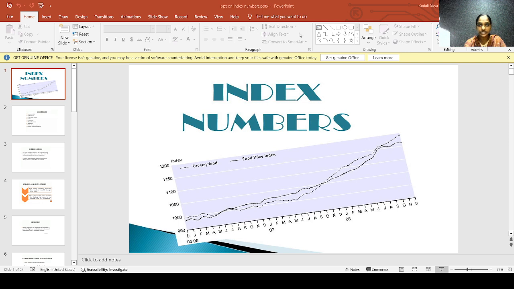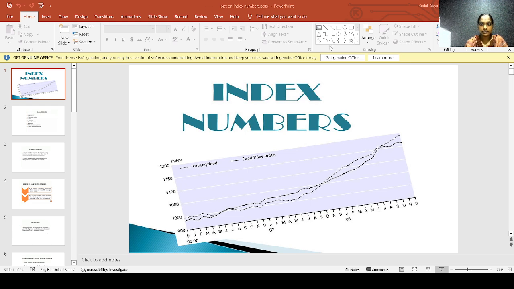Methods of constructing index numbers. There are two types: weighted index numbers and unweighted index numbers. In weighted index numbers, there are two types: weighted aggregate index numbers and weighted average of price relatives. In unweighted index numbers, there are two types: simple aggregate index number and simple average of price relatives.